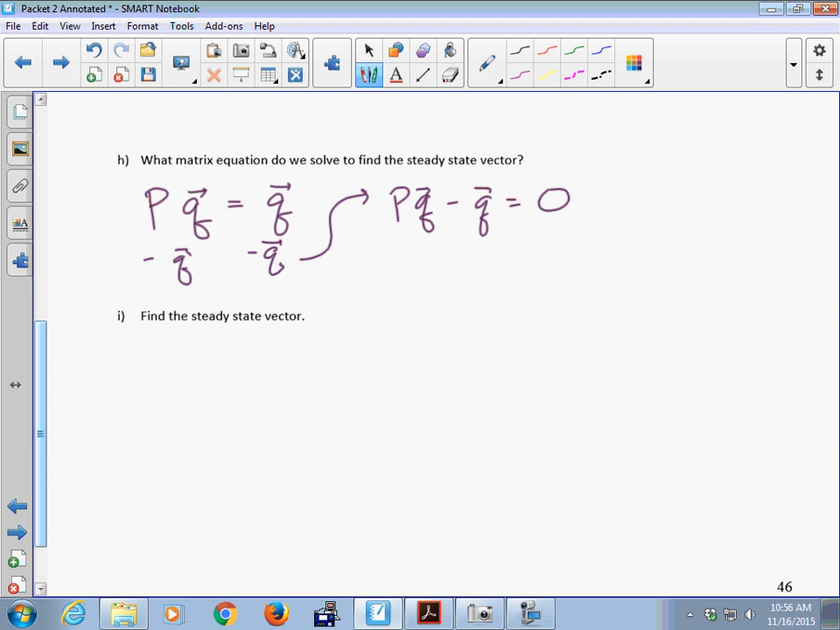There's a Q in both terms here, so I'm going to factor it out. Actually, I have to factor it out on the right, because matrix multiplication is not commutative. The Q is on the right in both of those multiplications. So it's P minus what? In matrix multiplication, what is the identity element? It's not 1, it's I, the identity matrix.